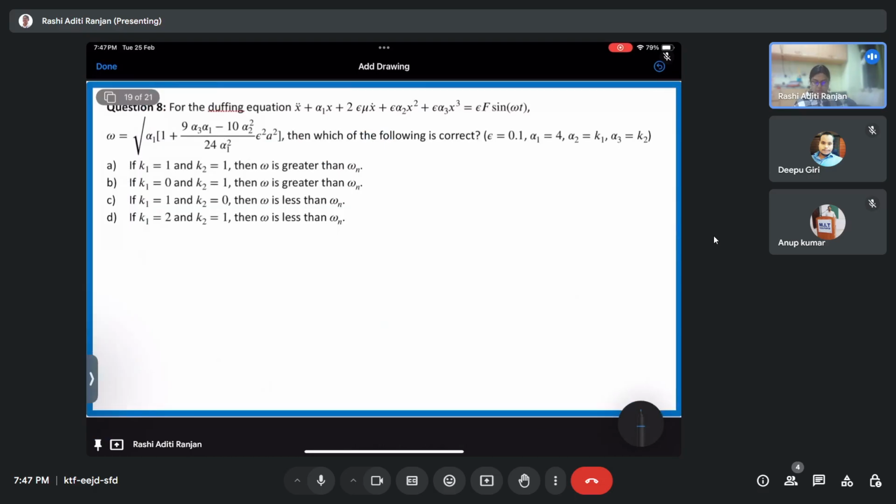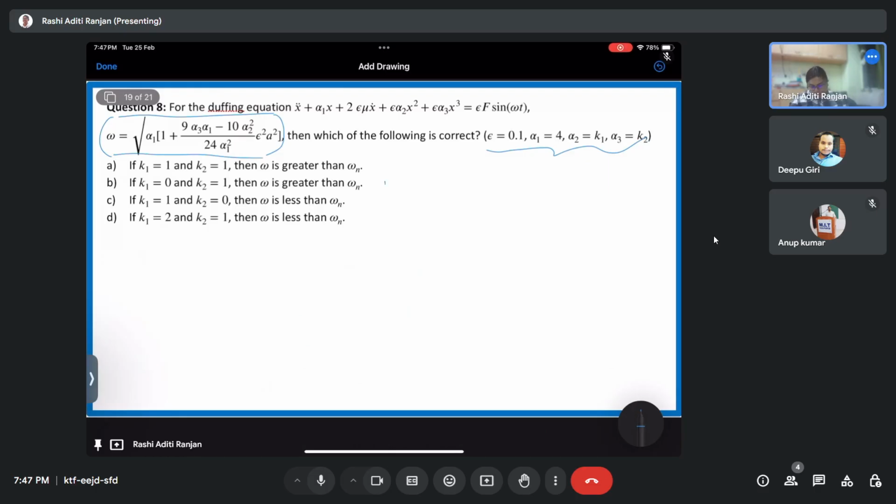Coming on to question number 8. So we have a Duffing equation, and we have this relation, right? And we have to tell which of these statements are true. As you can see, the values are already given, so this is just putting the values in the formula and solving.